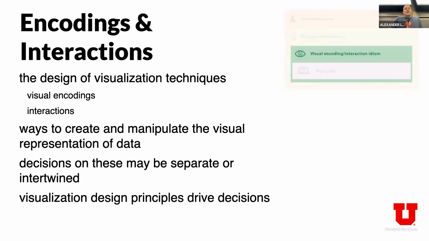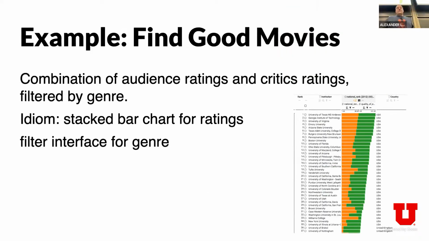And then on the encoding and interaction level, this is really where the design of the visualization technique happens. So I design the visual encodings, I design the interactions, and I'm thinking about the ways to create and manipulate the visual representation of the data. And these individual decisions may be separate or they may be intertwined. And here is really where the visualization design principles that we talked about all the time in this lecture drive these decisions.